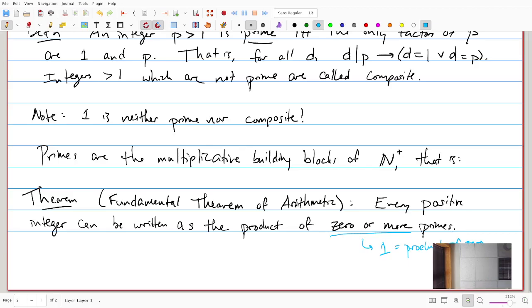Here's another question for you. If I have some number, could I have multiple different ways to write it as the product of primes? Like, could I have a number that has 2 different prime factorizations? What do you want to say intuitively? Like, what did you learn from middle school?